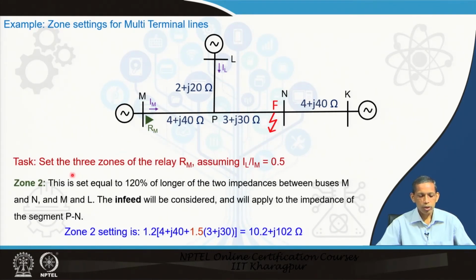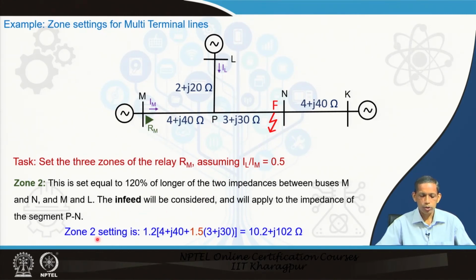Now, next we will consider the zone 2 setting. The zone 2 setting is 120% or so; we know for a 2 terminal line it is 120% of the longer of the 2 impedances. In this case, for a multi-terminal line, it will be 120% of the longer of the 2 impedances between buses M and N and M and L. So, from this relay bus we will have 2 sections, 1 and 2, and the other one is this one. Whichever is the longer, 120% of that with the consideration of the infeed.